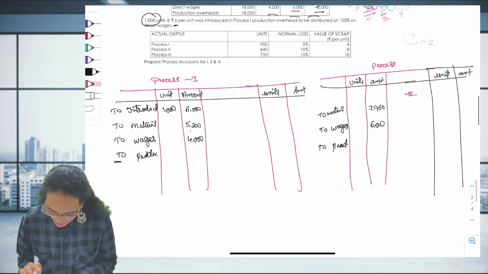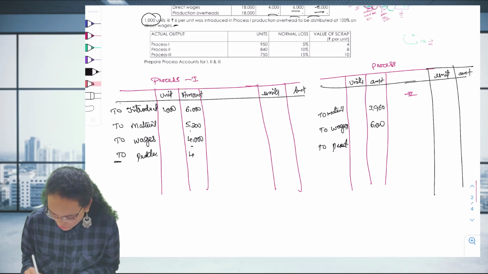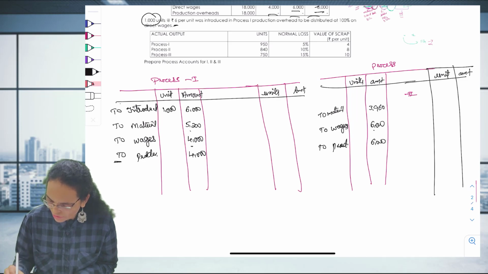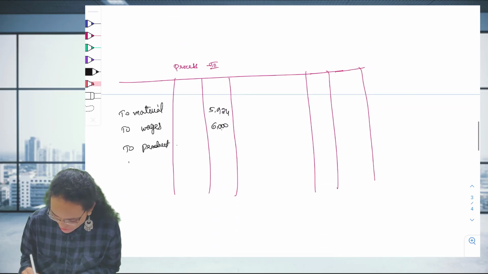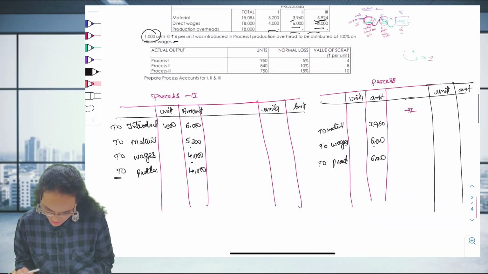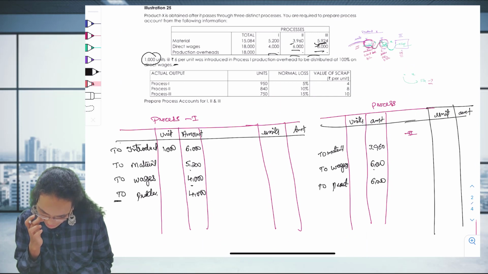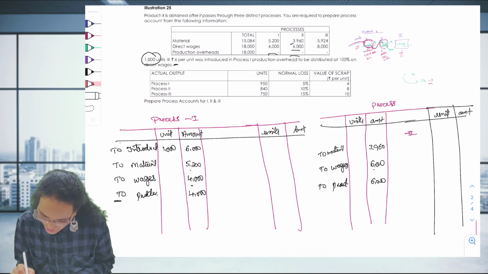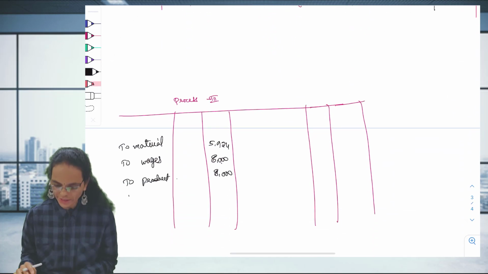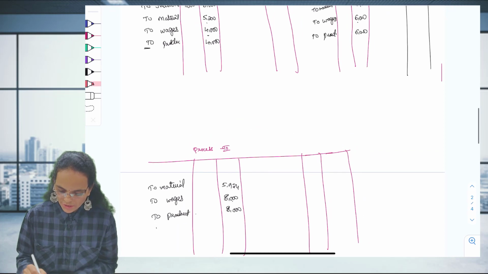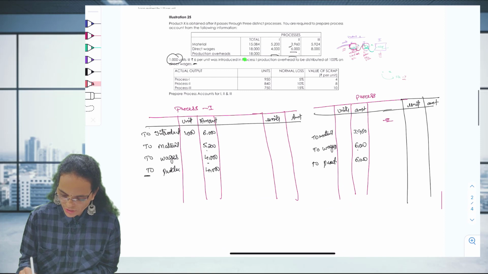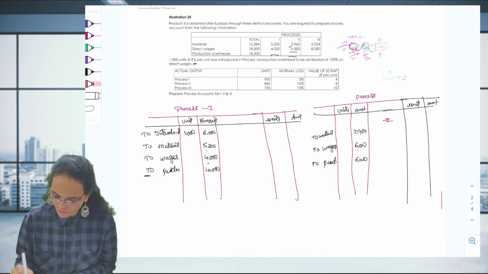So direct wages how much? Sorry, 4,000. So 4,000 here also. Here 6,000. Here also 6,000. 6 plus 4, 10. Here production overhead 6,000. Sorry, the last one is 8,000. So you are getting 4,000 plus 6,000, 10,000 plus 8,000, 18,000. Total 18,000 amount you are getting. Means you have distributed. Right.